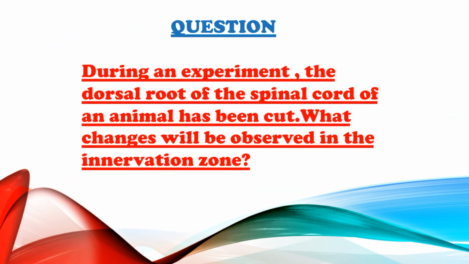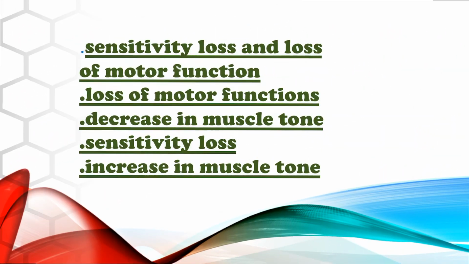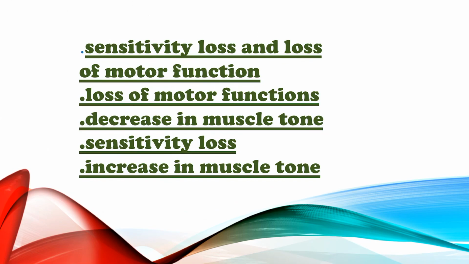So here in the question, what is told? The dorsal root of the spinal cord is damaged, which means the sensitivity is lost, the feeling of sensation will be lost. So let's go to the options. Here there are 5 options and I will read them. You only choose the option. I will tell which is correct at last. The first option is sensitivity loss and loss of motor function. The second is loss of motor function. Third is decrease in muscle tone. Fourth is sensitivity loss, and fifth is increase in muscle tone.